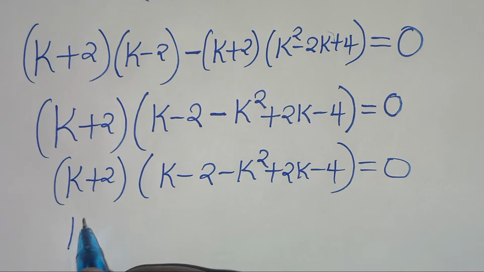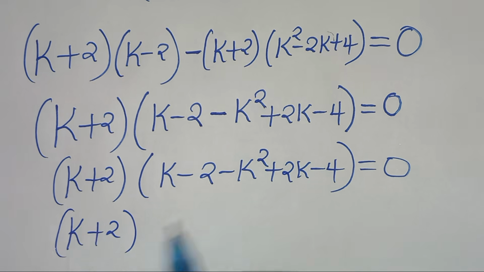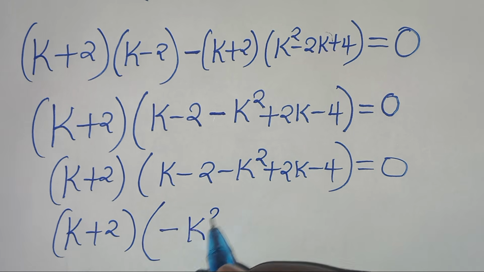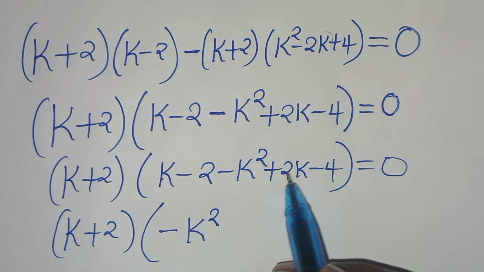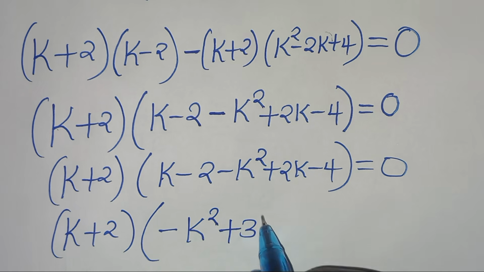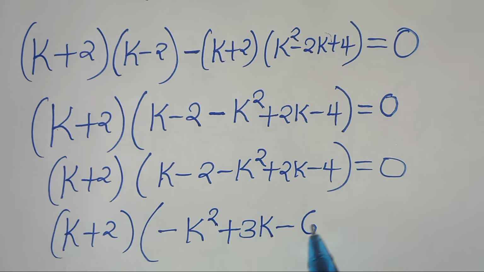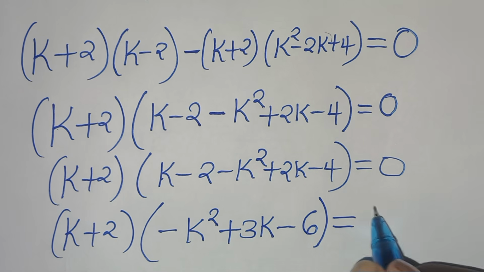Now, this is k plus 2. Let's rearrange this equation here. So this is minus k squared. Then k plus 2k, this is plus 3k. Minus 2 minus 4, this is minus 6. And this is equal to 0.